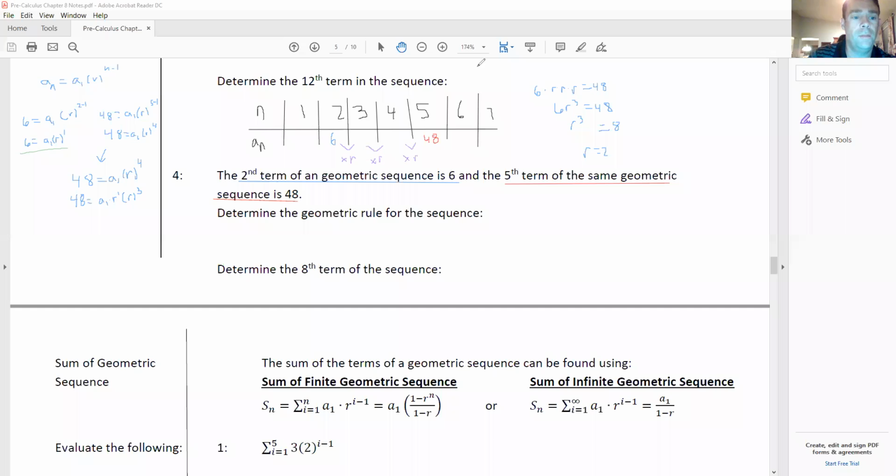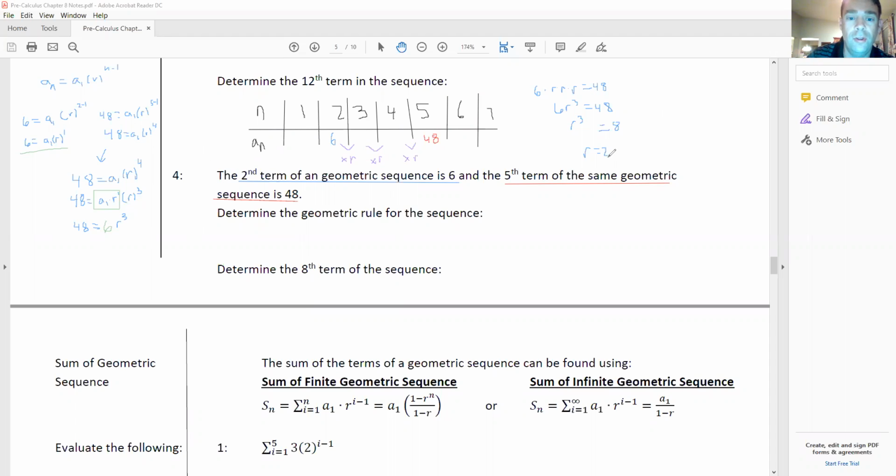If we do that, this a sub 1 r to the first, that would actually be 6. So again, if you want to use an equation for it, you can use the equations. I'm more of a visual guy, so I tend to go more with the table and what I showed you guys the first time. But either way works. You guys take your pick. We're all different friends and different folks out there. So you guys go ahead and figure out what works best for you. Either way, you still end up getting r equals 2.